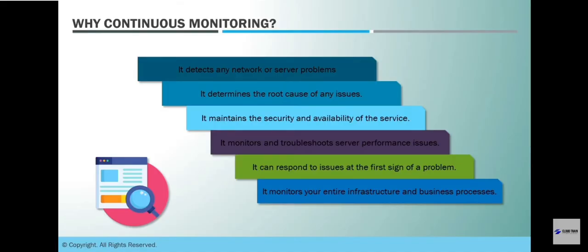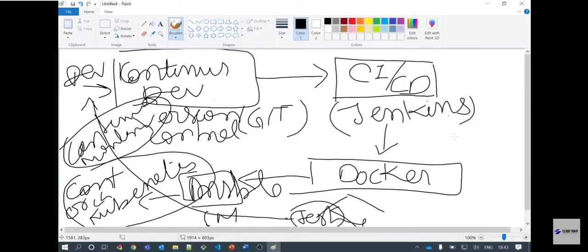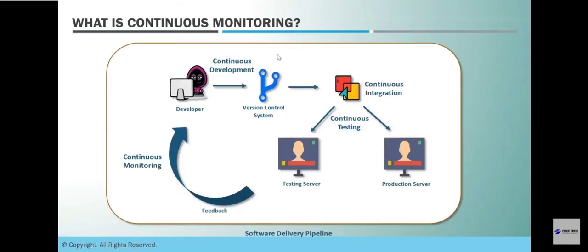So these are the reasons why we need continuous monitoring in an environment that is running DevOps and needs 24/7 availability for clients or end users. Understand? So this was the diagram that I was discussing and explaining to you. We have already covered version control. We discussed continuous development, integration, testing, and deployment, everything, right?